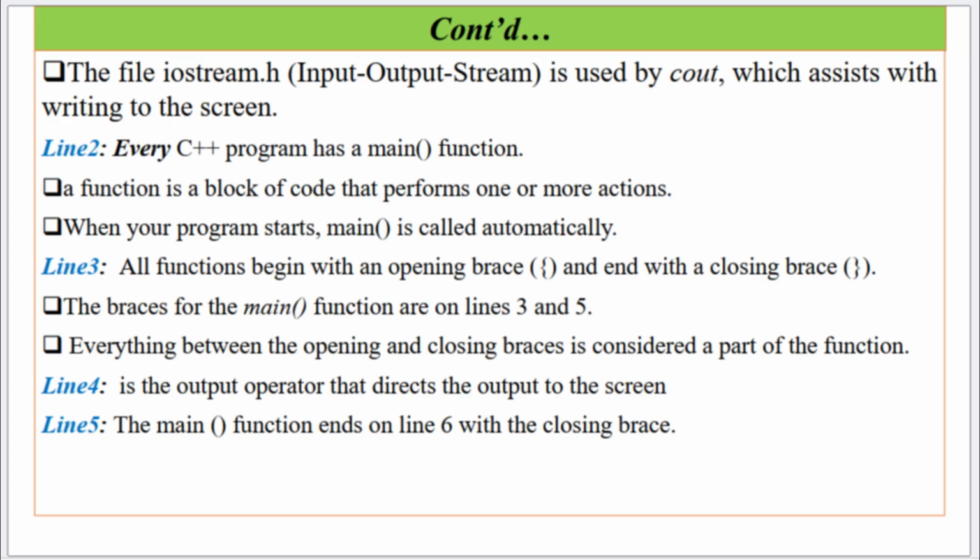Line 3: all functions begin with an opening brace and end with a closing brace. The braces for the main function are in lines 3 and 5. Everything between the opening and closing brace is considered a part of the function. Line 4 is the output operator that directs the output to the screen. Line 5: the main function ends on line 6 with the closing brace.